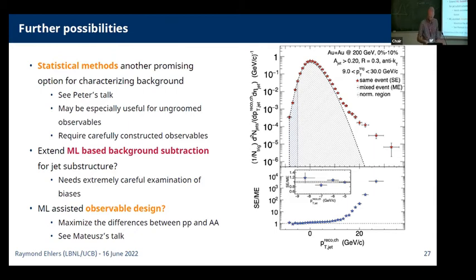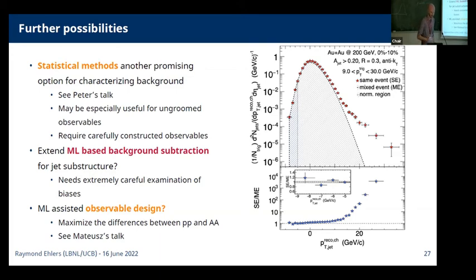Lastly, as I come to my close here, we can also think about employing machine learning in different ways to improve our ability to make these measurements, or what observables we actually make. One is trying to think about extending this ML-based background estimator for jet substructure. One needs to be very, very careful about how you do this, because the way the estimator is constructed depends on the details of the jet and the constituents. So one needs to be very careful about imposing an additional bias.